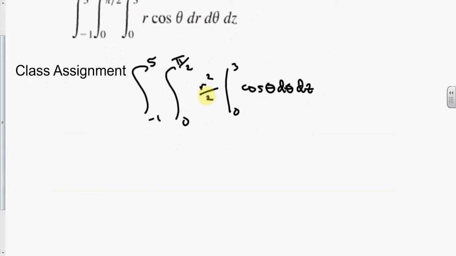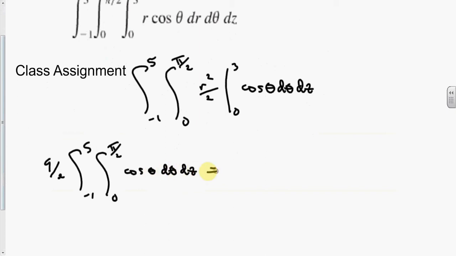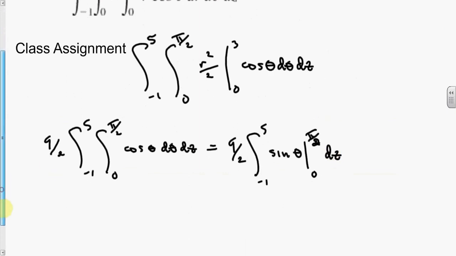So we get 9 over 2 on the outside times the integral from -1 to 5, the integral from 0 to pi over 2 cosine theta d theta dz, excuse me. Integrate with respect to theta. We have that 9/2 sitting outside. Integral from -1 to 5. This becomes sine theta. Sine is evaluated from 0 to pi over 2.